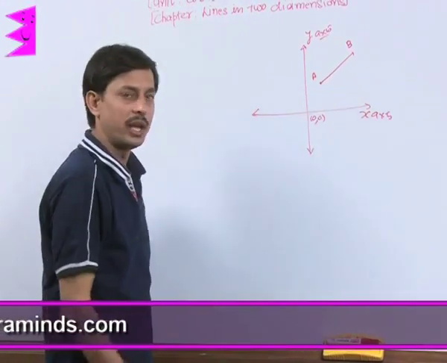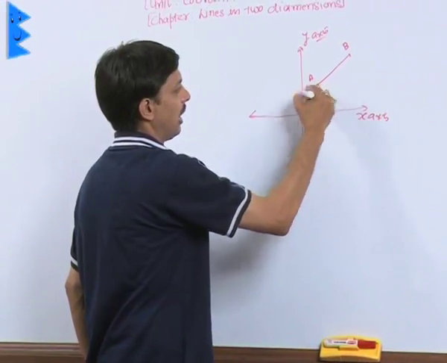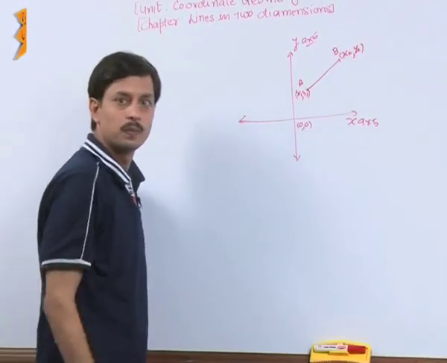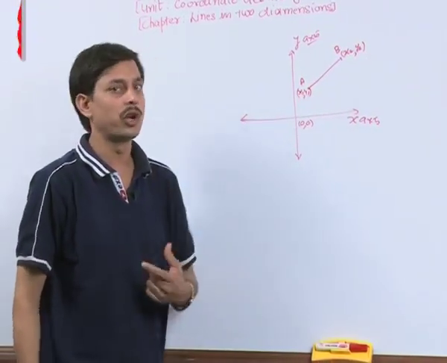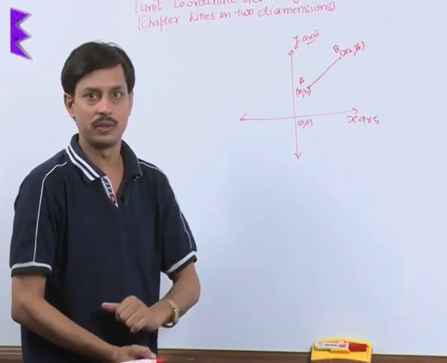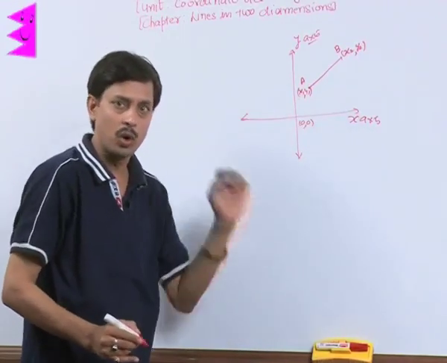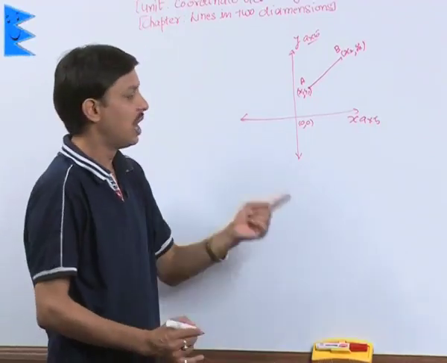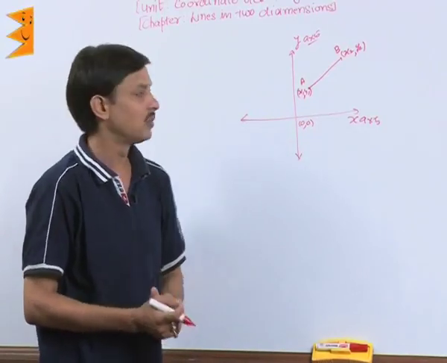Coordinates of this point A, I assume x1, y1, and coordinates of B are assumed to be x2, y2. I want to find the direct distance between A and B, the shortest distance. Writing x1, y1 means that to reach this point A from the origin, first we have moved a distance x1 on the x-axis and then we have come up y1 toward the y-axis.